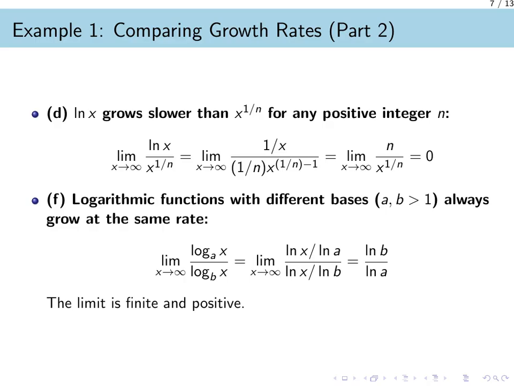Second, we find that all logarithmic functions, regardless of their base, grow at the same rate. By using the change of base formula, the limit of the ratio of log base a of x to log base b of x simplifies to the constant value of the natural log of b over the natural log of a. Remember, this is unlike exponential functions, where different bases lead to different growth rates. The key idea is that all logarithms belong to the same family of slow growth.